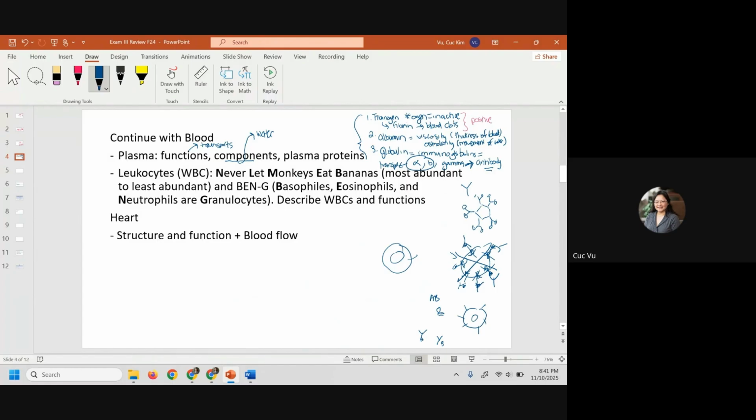All right. So make sure you know the white blood cells. My favorite mnemonic is never let monkeys eat bananas. Neutrophils, lymphocytes, monocytes, eosinophils, and basophils. And it is nice because it's in order of most abundant to least abundant.